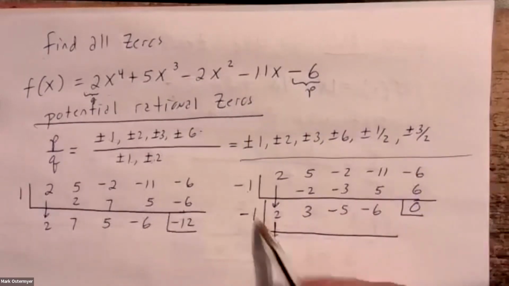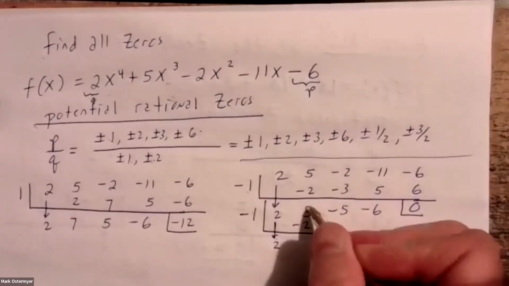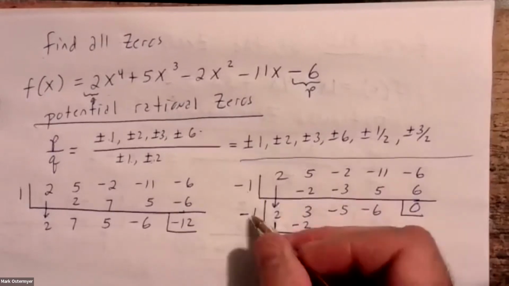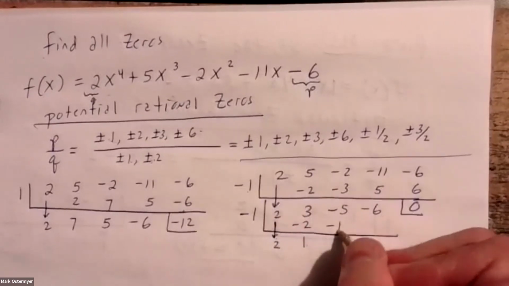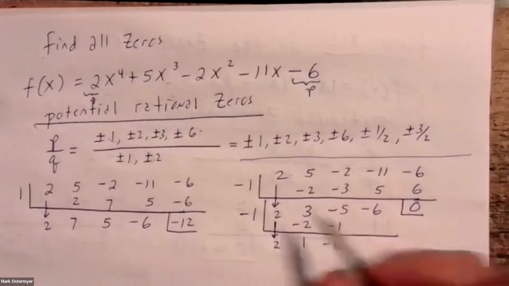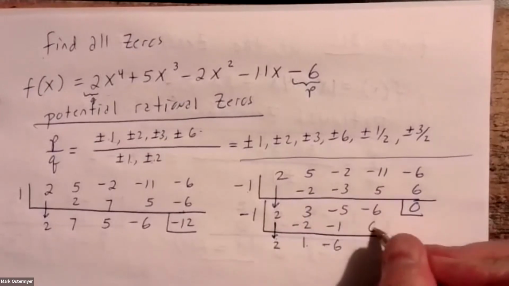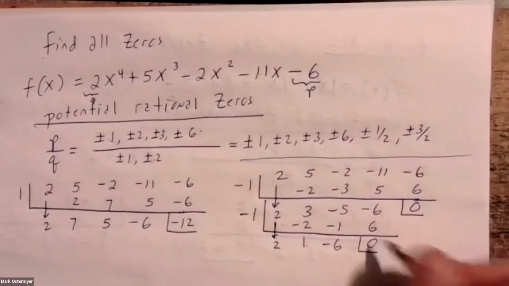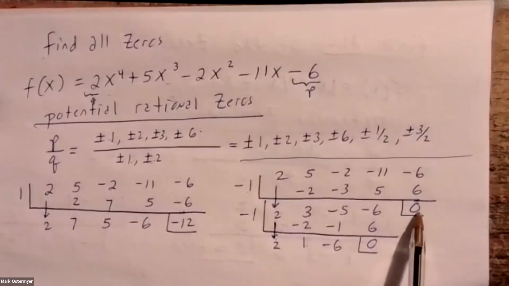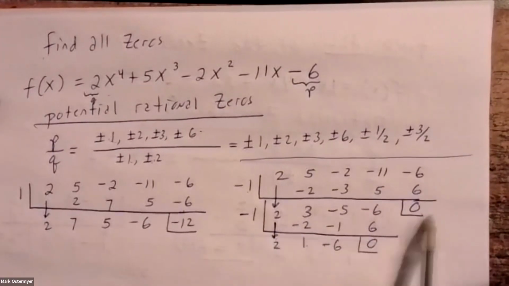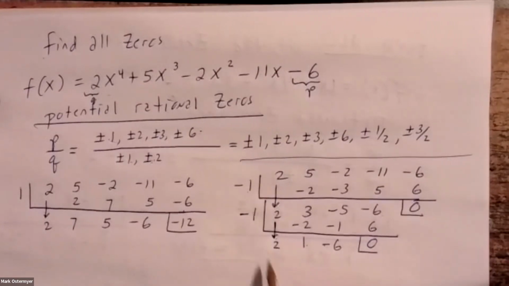So let's do this. -1 times 2 is -2. Add, you get 1. -1 times 1 is -1. Add, you get -6. -1 times -6 is 6. And I'll be darned, it looks like -1 is a 0, not once, but twice. It's called repeated synthetic division. -1 is a 0 of multiplicity of 2, we say.